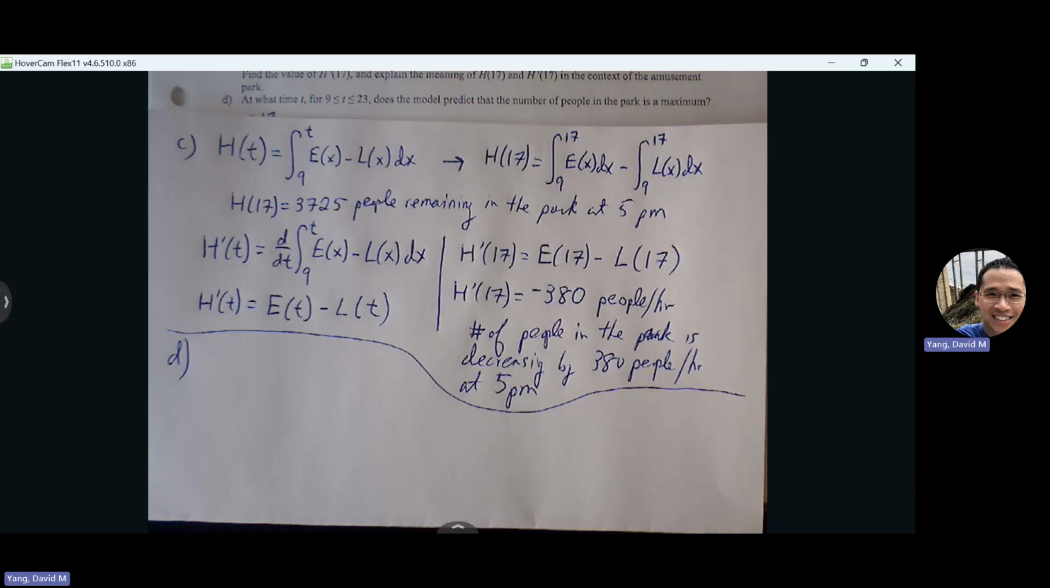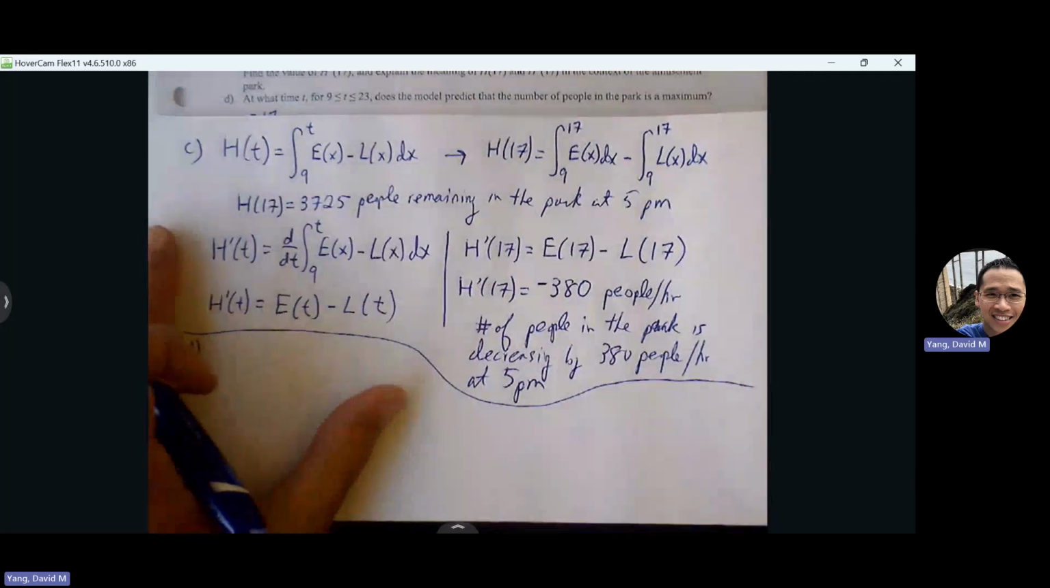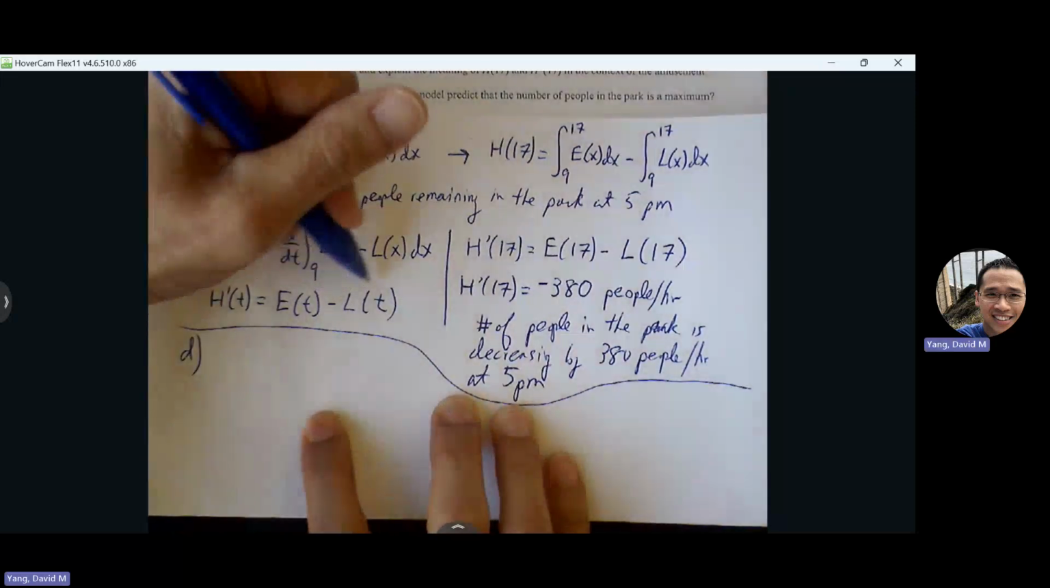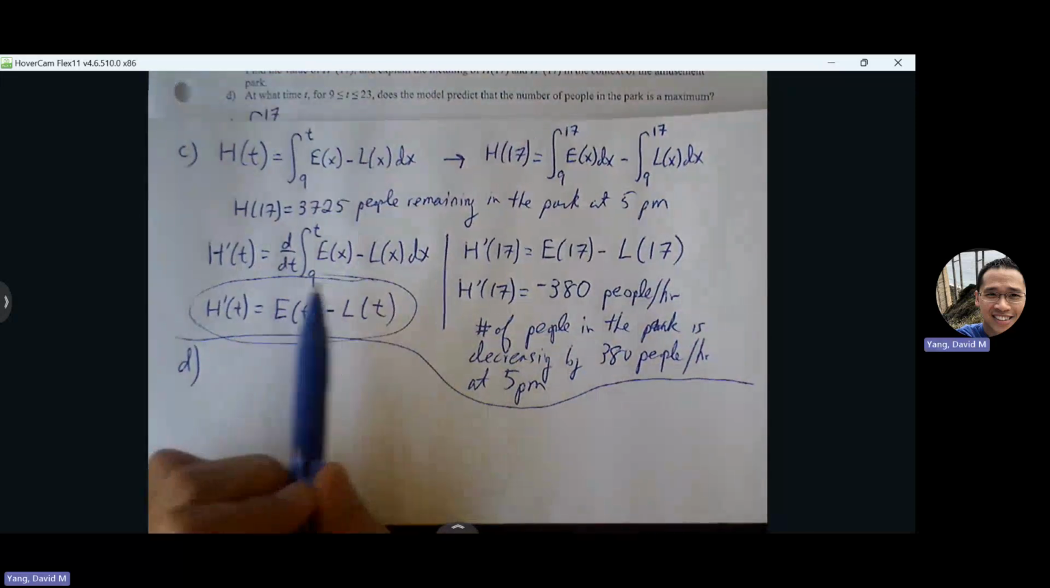If it's in the morning, people are still coming in. If it's in the evening, people are leaving. So the maximum is somewhere in between. We're going to use this model to help us figure out where that maximum is going to be.